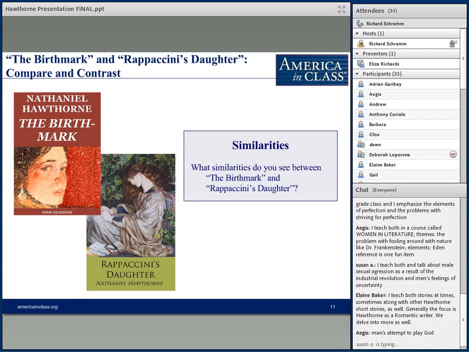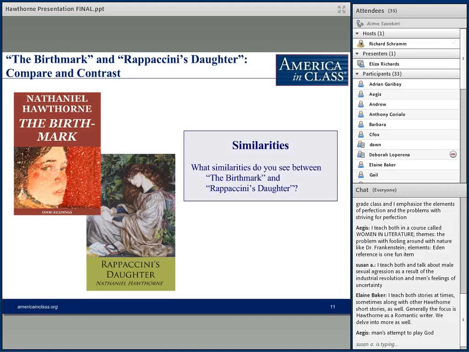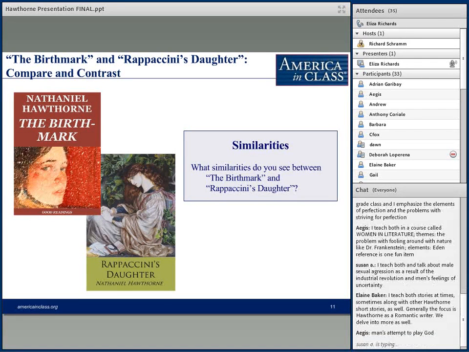And while we're waiting for that, I teach both stories at times, sometimes along with other Hawthorne short stories as well. Generally, the focus is Hawthorne as a romantic writer. We delve into more as well, and then we have a common theme, man's attempt to play God. One similarity. Sure, certainly both of them are godlike figures who are obsessed with rising above humanity. Right, an important theme. We have some others coming across the airwaves tonight. Let's see what other similarities our participants have identified as they teach the two stories.